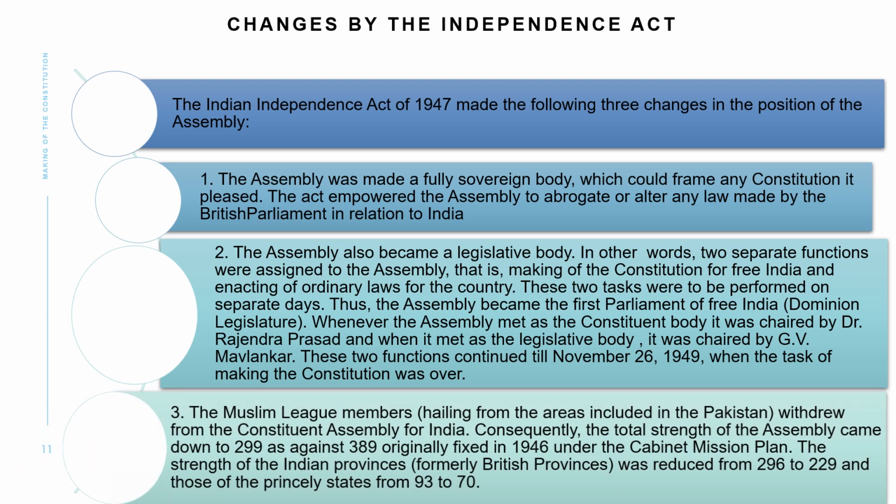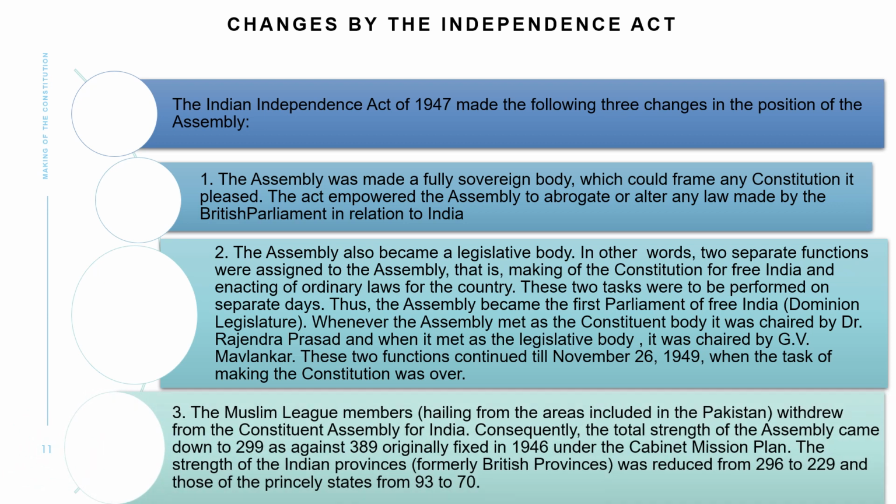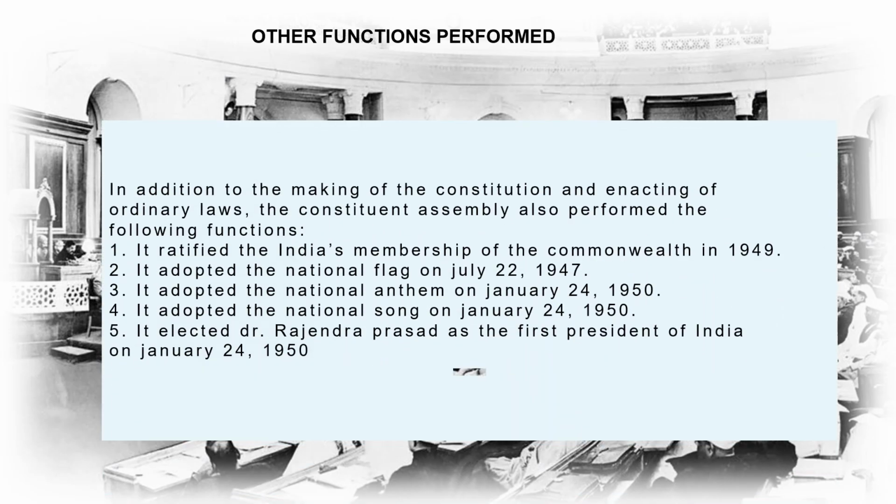Third, the Muslim League members withdrew from the Constituent Assembly for India. Consequently, the total strength of the assembly became 299, against the 389 originally fixed in 1946 under the Cabinet Mission Plan. The strength of the Indian provinces was reduced from 296 to 229 and that of the princely states from 93 to 70.